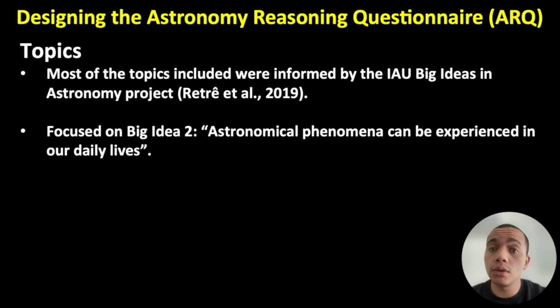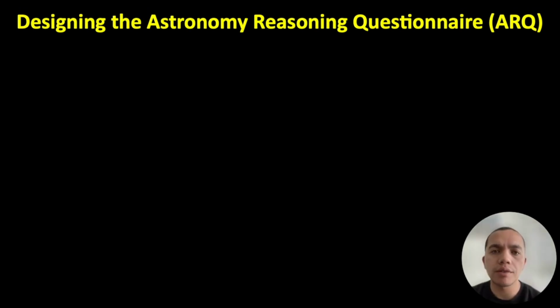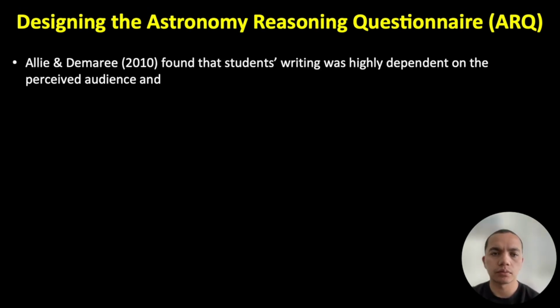In total, I included 8 topics in my questionnaire. However, I will list the 4 which are analyzed as part of this dissertation. So the day-night cycle, seasons, differences between the luminosities of stars, and why stars appear to twinkle. So how did I frame the questions?